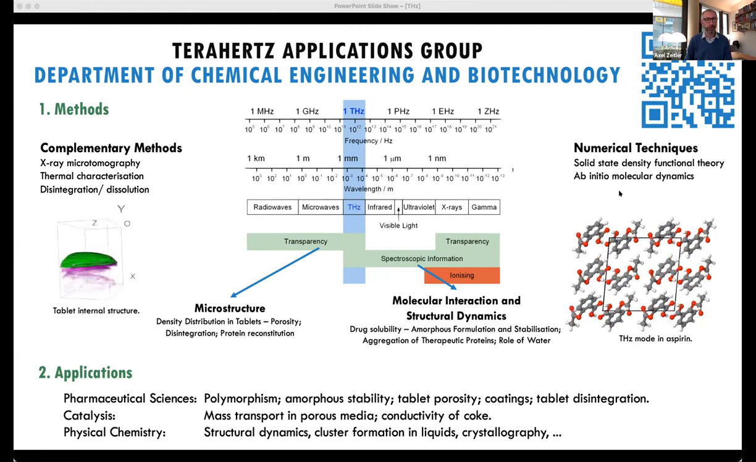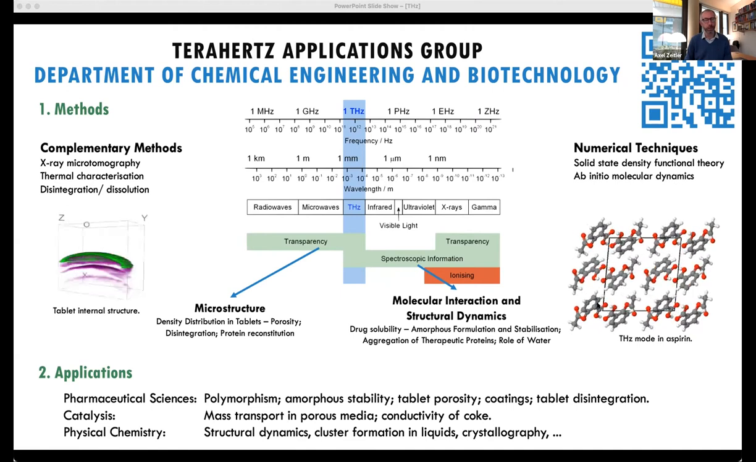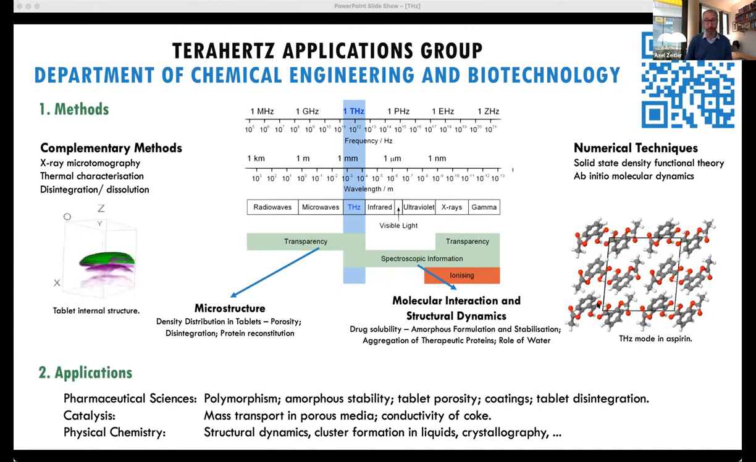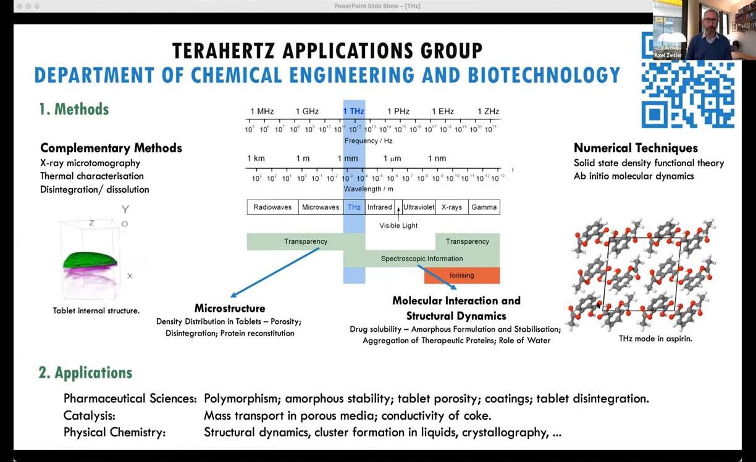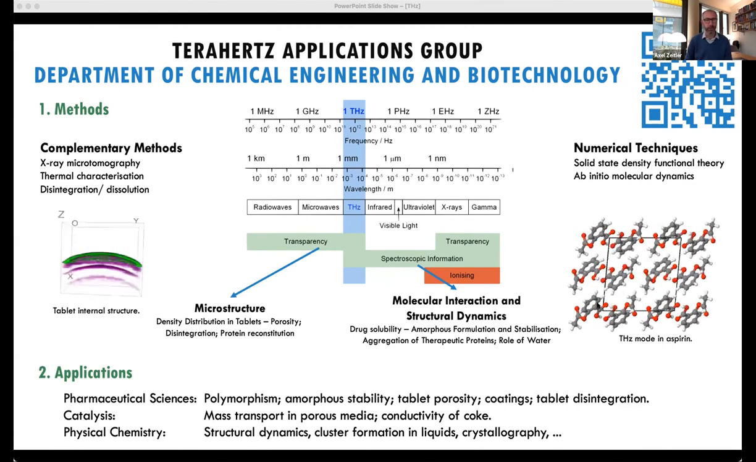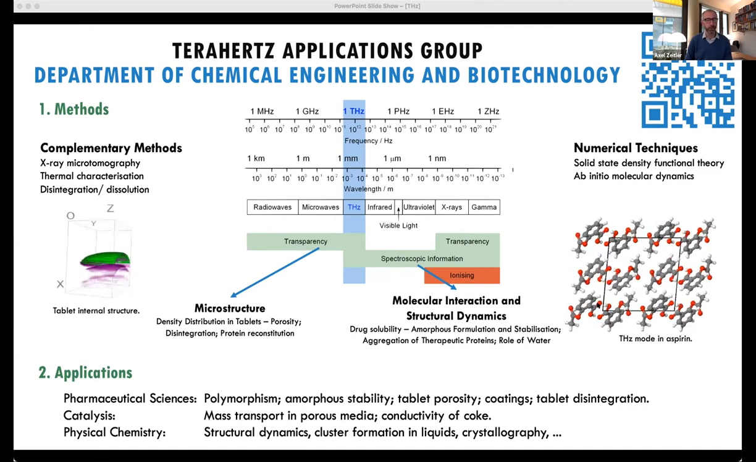Where we've gone, there is also the study of disordered materials in particular. So how amorphous materials behave, how they crystallize, what subtle differences in disorder do to those materials.